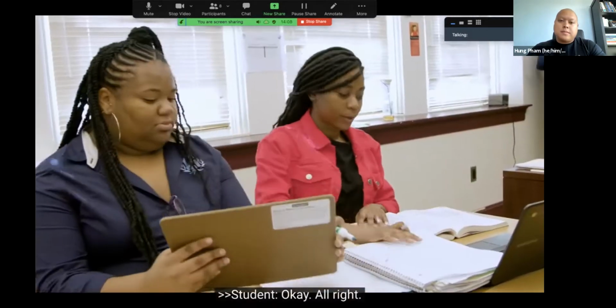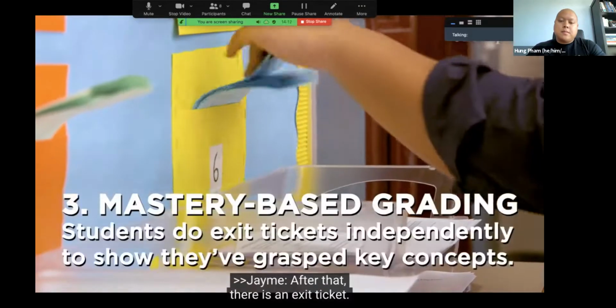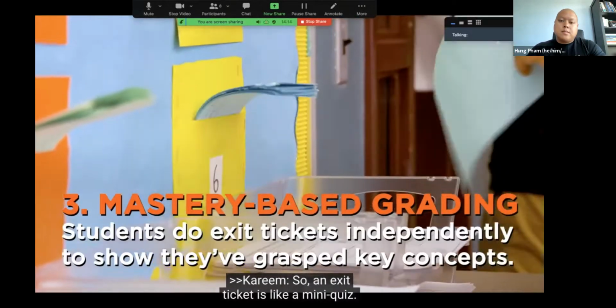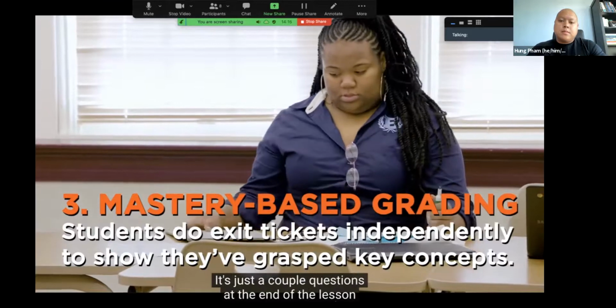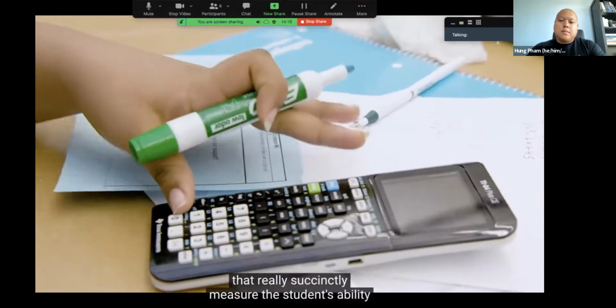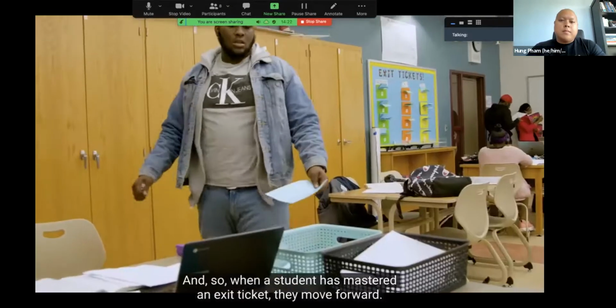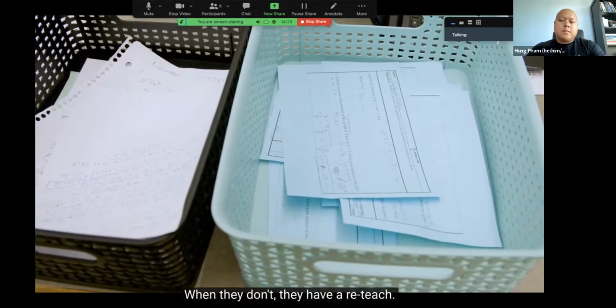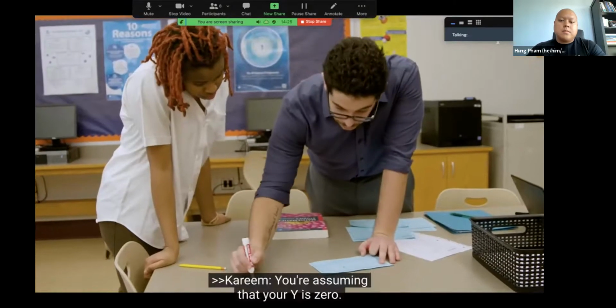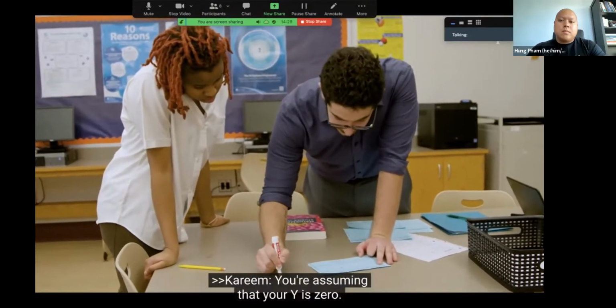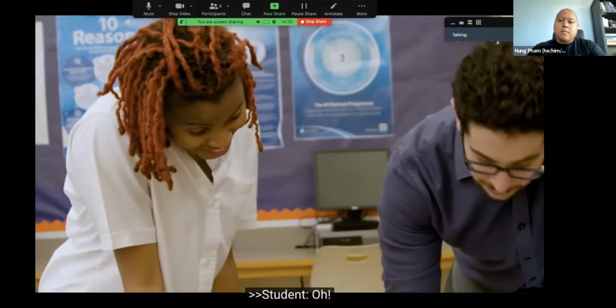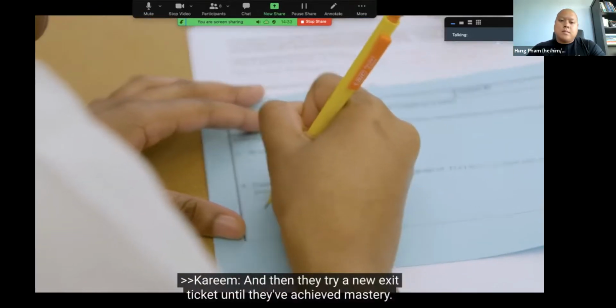Okay. All right. After that, there's an exit ticket. So an exit ticket is like a mini quiz. It's just a couple questions at the end of the lesson that really succinctly measure the student's ability to execute the activities they learned. So when a student has mastered an exit ticket, they move forward. When they don't, they have a reteach. You're assuming that your Y is 0. And then they try a new exit ticket until they've achieved mastery.